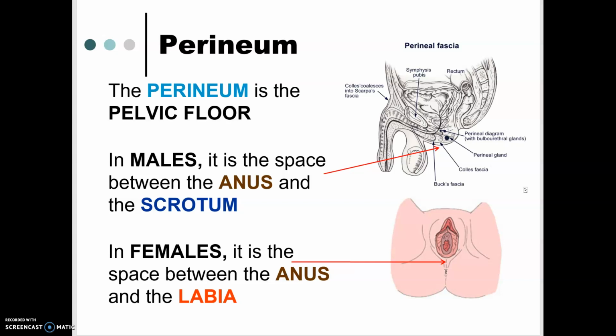Another structure that is common between both male and female is the perineum, and the perineum is basically the pelvic floor. So if we look at it in males, the perineum goes from the anus to the base of the scrotum, and if we look at it in females, it goes from the anus to the labia.